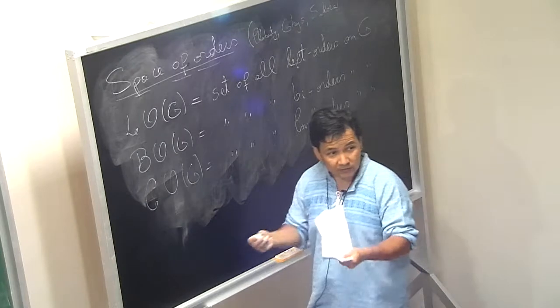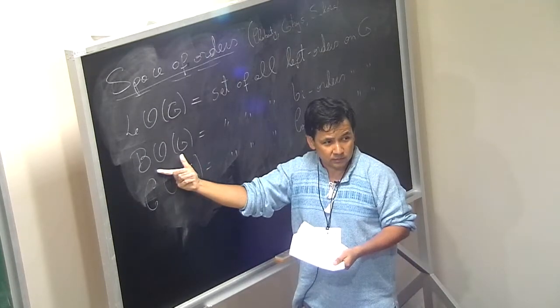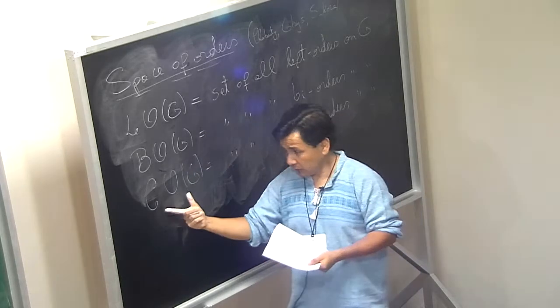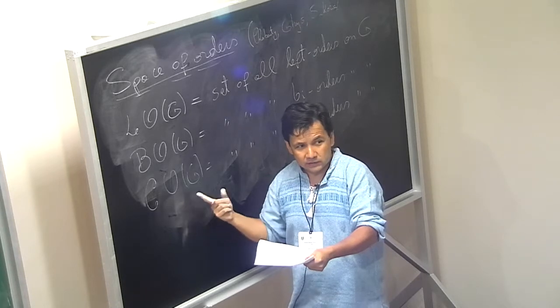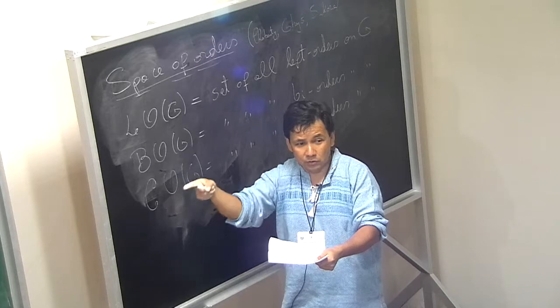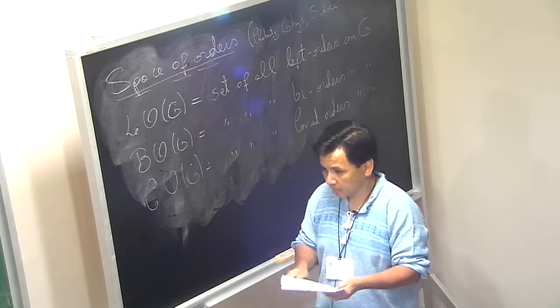Okay? So these are sets. Maybe this is empty. Maybe the group is not bi-orderable. Maybe the group is left orderable but not Conrad orderable. This happens, for instance, if the group is simple. If the group is simple and finitely generated, there is no homomorphism into the reals. Therefore, there is no Conrad order, and so this space is empty. Okay? Anyway.